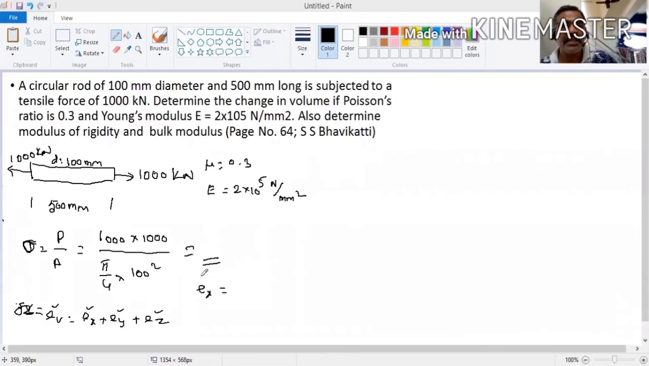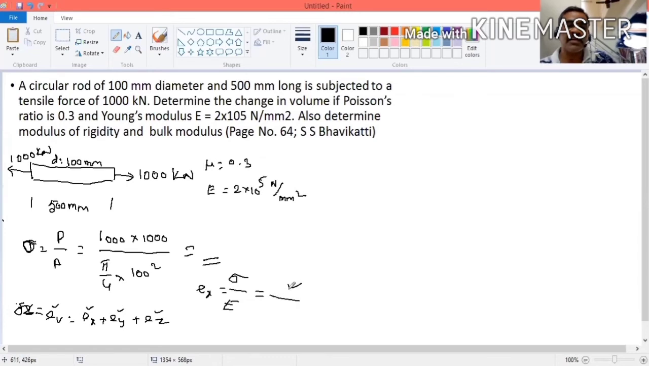Strain is equal to stress by Young's modulus. So this will give you a linear strain. You can use this equation to find Ex. Already we have calculated the stress value. You substitute here. Young's modulus is given in the problem, it is 2 into 10 power 5. This will give the Ex, strain along X direction.